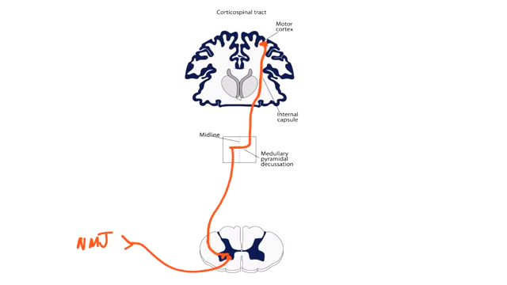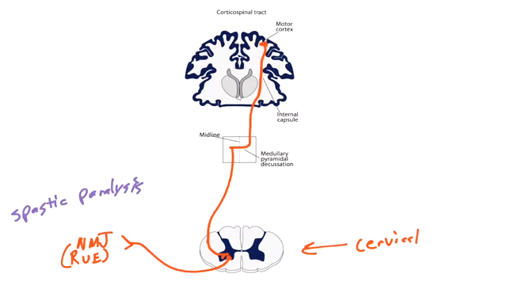So specifically, we're talking about the right upper extremity, which makes sense because this is a cervical spinal cord level. But this patient has spastic paralysis. So we know that it's an upper motor neuron. So this patient could have damage anywhere from here to here. So with the information given in the question, you cannot actually identify the exact location of the damage for the upper motor neuron. It could have happened prior to the decussation or after the decussation.